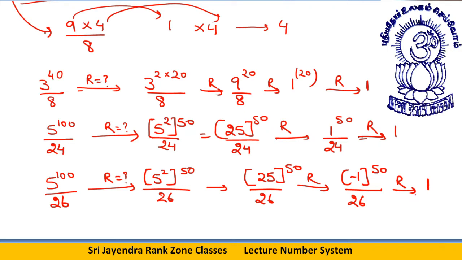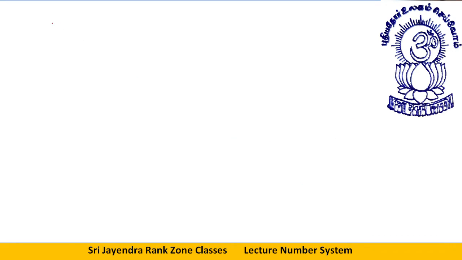I'm sure so far things are very clear to everyone. Let's take another example by this only. Suppose I talk to you about 5 raised to the power 101 divided by 24. First of all, let's deal with this. What will be the remainder? How will I do it? I'll write 5 raised to the power 100 into 5 raised to the power 1 divided by 24.